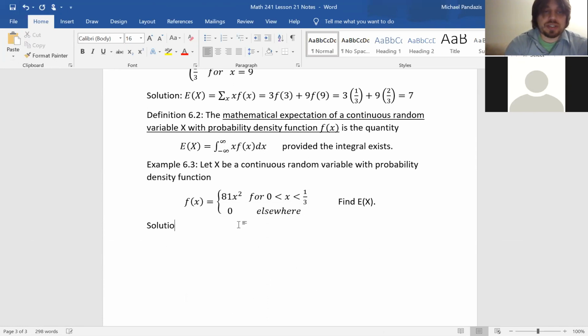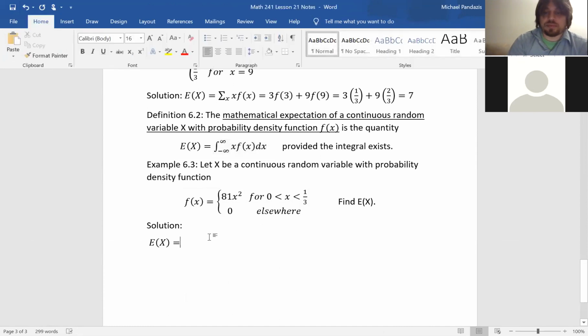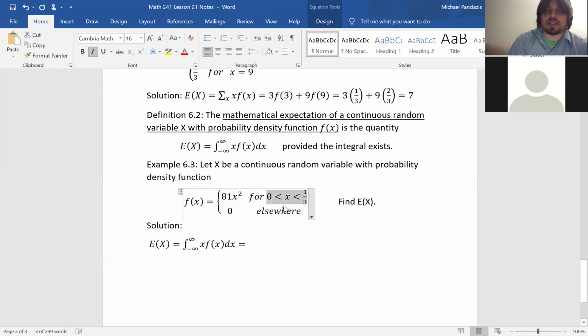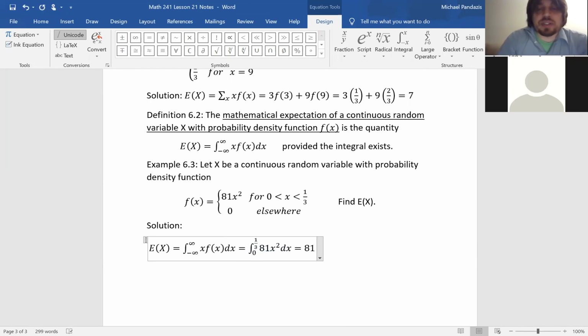So solution. E of X is equal to this integral. The only place where f of x is non-zero, where f of x matters, is in this interval, so we can restrict this integral to 0 to 1/3. Now we have 81x squared as the integrand, so you just calculate that. This is 81 times an antiderivative of x squared, which is x cubed over 3, and then you evaluate it.